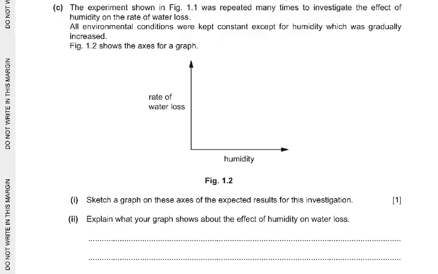Then part C of the question. The experiment shown in figure 1.1 was repeated many times to investigate the effect of humidity on the rate of water loss. All environmental conditions were kept constant except for humidity, which was gradually increased. Shows the axis for the graph. So the humidity is increasing in this direction and the rate of water loss is increasing in this direction. So when there's low humidity, say it's 1 here and it's 5 here, in low humidity, then there'll be more water loss. So you go to graph like this.